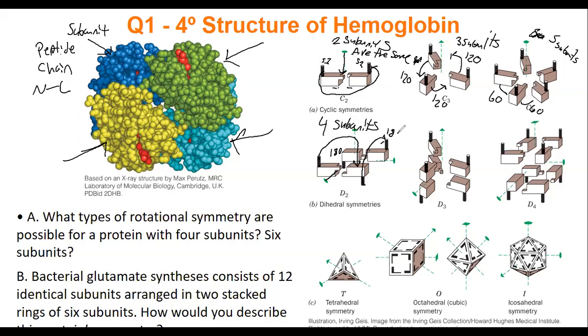And unfortunately, I am trying to describe a 3D phenomenon on a 2D plane, so excuse my poor drawings. On our third axis of symmetry, we're going to go 180 degrees this way. And then in our last, we're going to go 180 degrees back to where we started. So we have 4 subunits, but their symmetry is called dihedral.